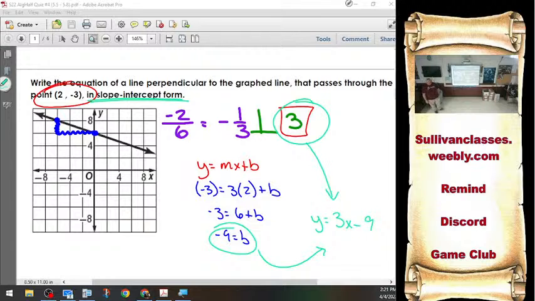No idea how it's going to work out. Might have a fraction. Might be positive, might be negative, I don't know. I just took a screenshot of any graph that I could find.